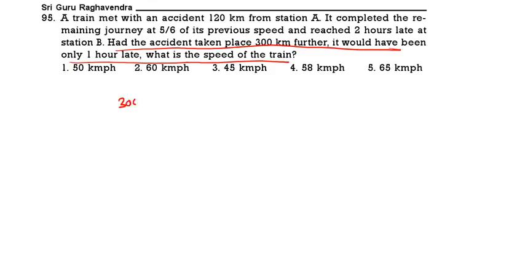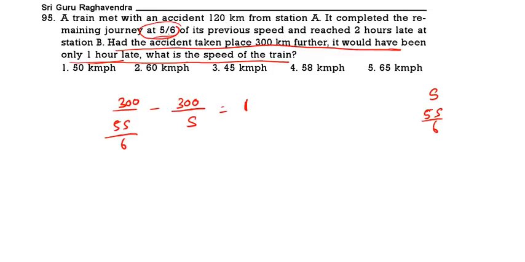Suppose the accident occurs 300 kilometers further, and the journey speed decreases to 5 by 6 of the previous speed. So the previous speed was S, now the speed is 5S by 6. So 300 by 5S by 6 minus 300 by S. This is nothing but distance by speed. If the speed is decreased, it will take more hours. How many hours more? 1 hour. So it is equal to 1.